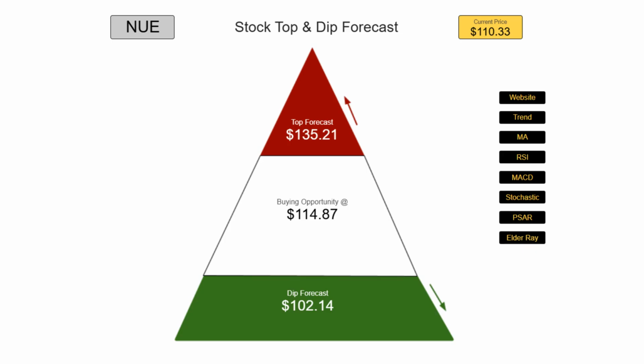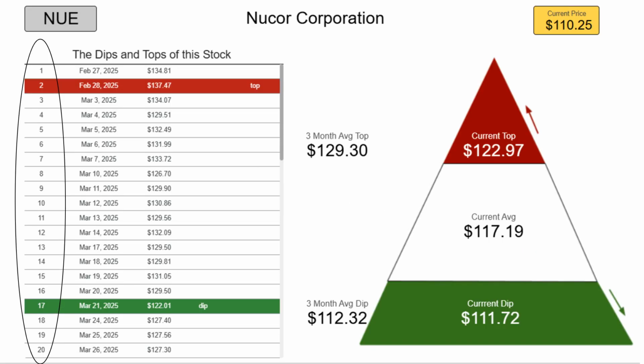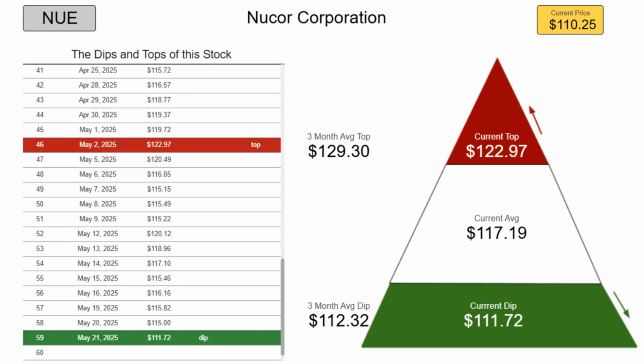My target is to make the $122 top forecast. Here is the first month's dip and top. Here is the last month's top and dip. The current top is $122, and the current dip is $111.